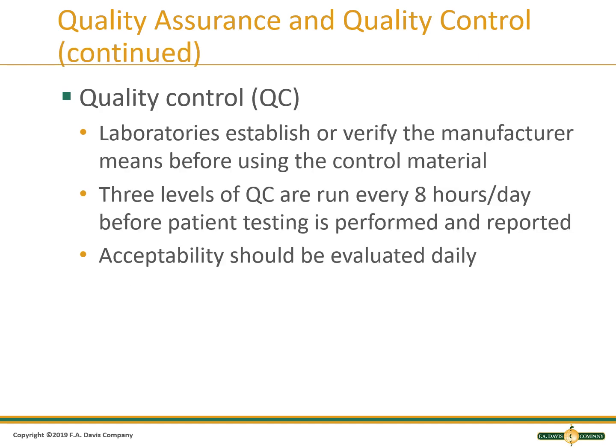So when it comes to how we use quality control in the laboratory, we establish or verify the manufacturer's means before using the control material. You typically have 3 levels of control that are run every 8 hours or every shift before you can report out any patient testing, because you want to verify your testing method is working properly. And the acceptability of how your controls are running should be evaluated daily.